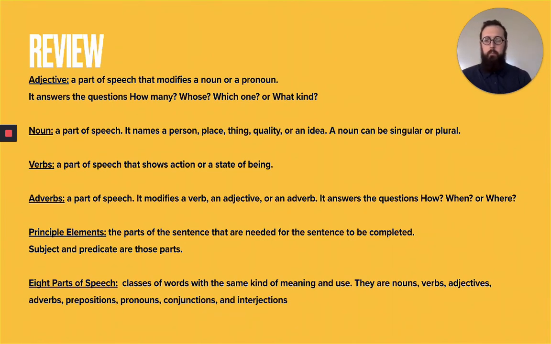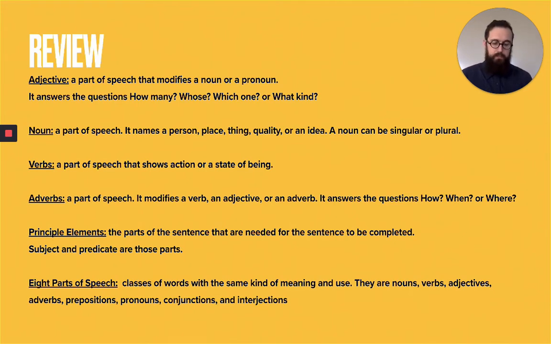Principal elements are parts of a sentence that are needed for a sentence to be completed. Subject and predicate are those parts. And 8 parts of speech are classes of words with the same kind of meaning and use. They are nouns, verbs, adjectives, adverbs, prepositions, pronouns, conjunctions, interjections.